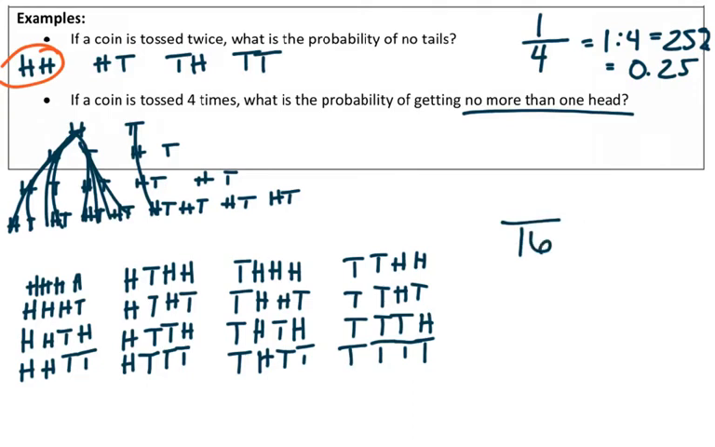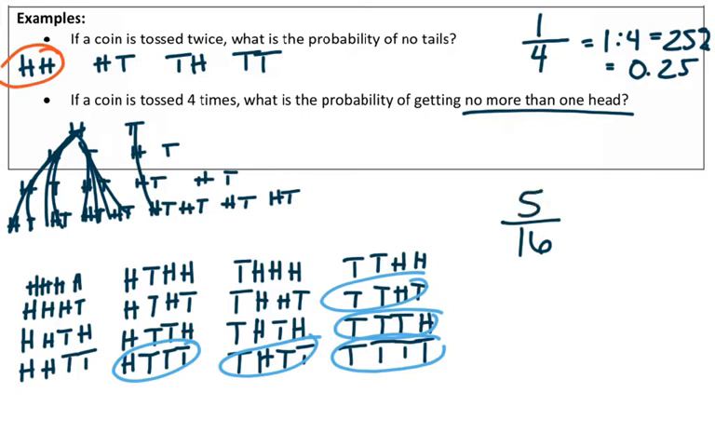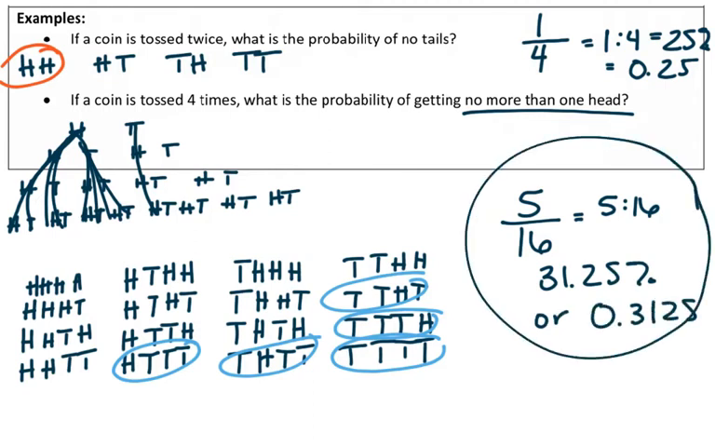And then you want no more than 1 head. So this one works, this one works, this one, this one, this one, and then everything else has more than 1 head. So that's 1, 2, 3, 4, 5 out of 16. That's the same thing as 5 to 16, or 31.25%, or 0.3125. They all mean the same thing.